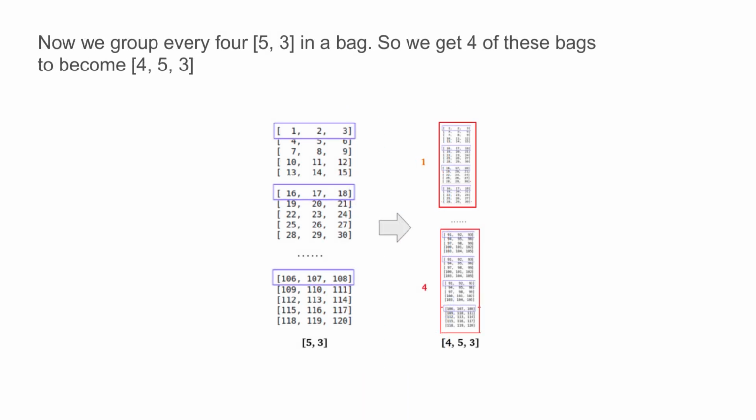Now, let's take it a step further. We group every 4 of these 5 by 3 matrices together, forming bags. By doing this, we end up with 4 of these bags, each containing 4 5 by 3 matrices, resulting in a new tensor shape, 4 by 5 by 3.